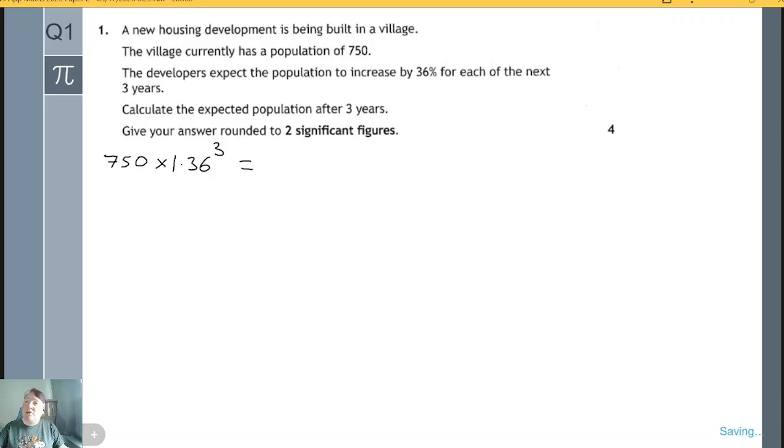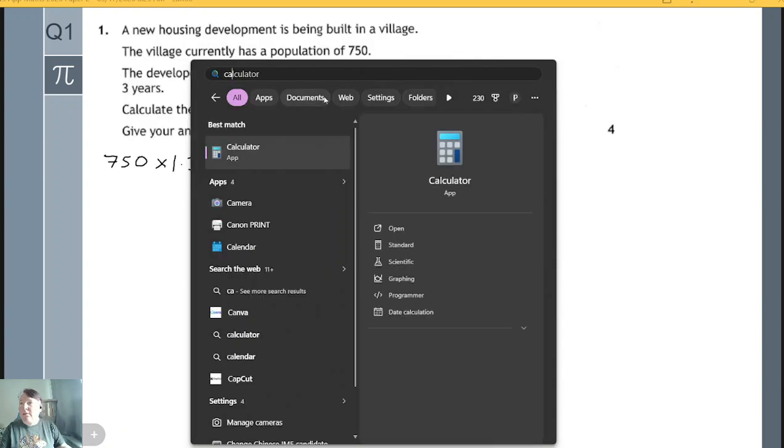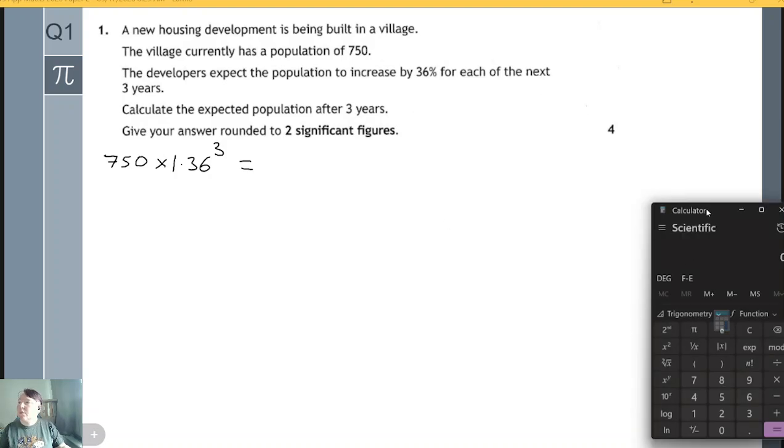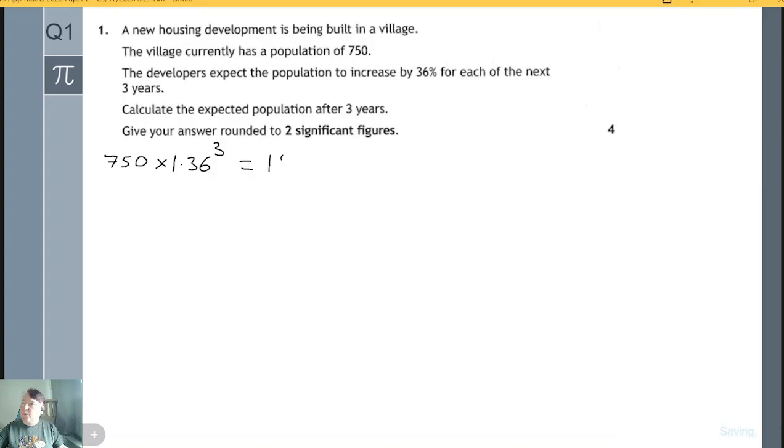We're going to work out what that is on our calculator, and then we're going to round to 2 significant figures. So let's bring up the calculator. We have got 750 times 1.36 to the power of 3. There we go. We've got 1886.592. Write down what your calculator shows, then do your rounding.